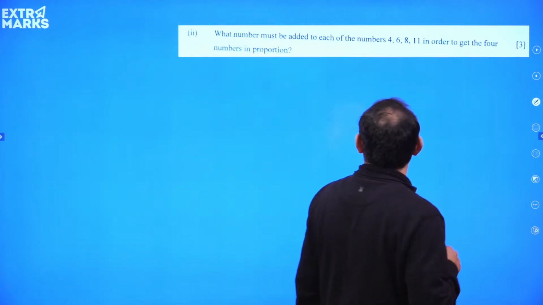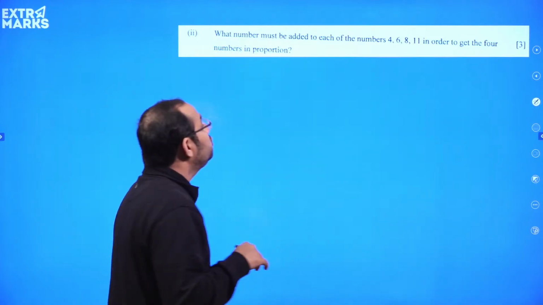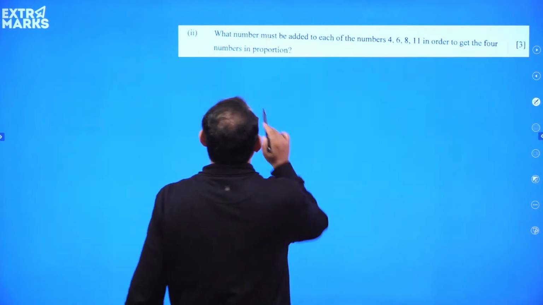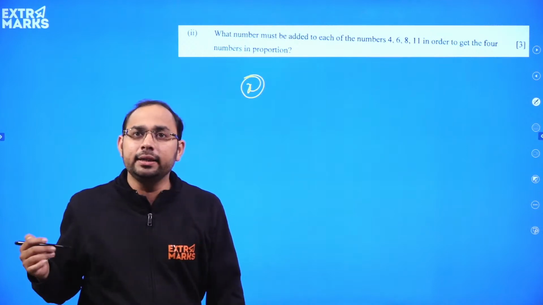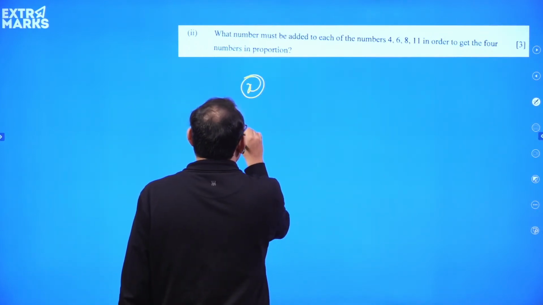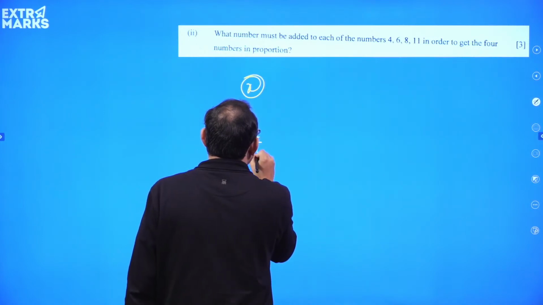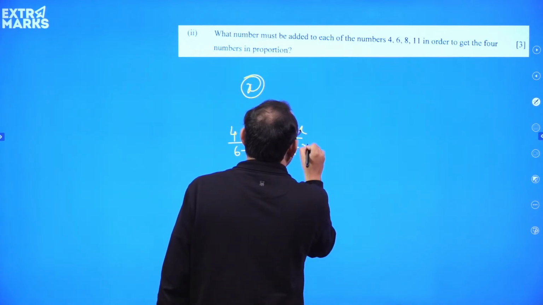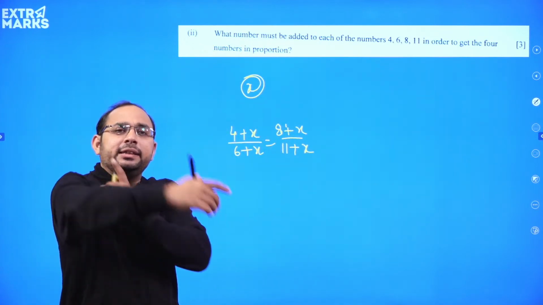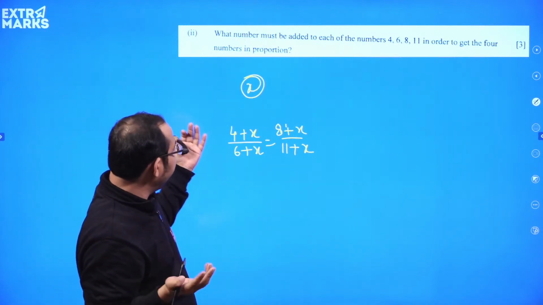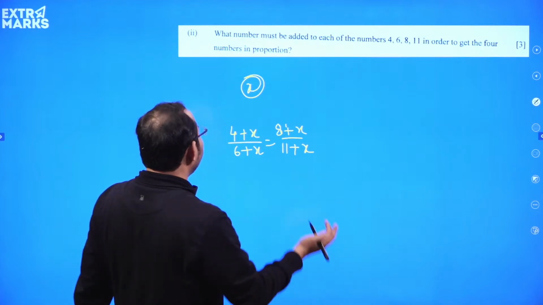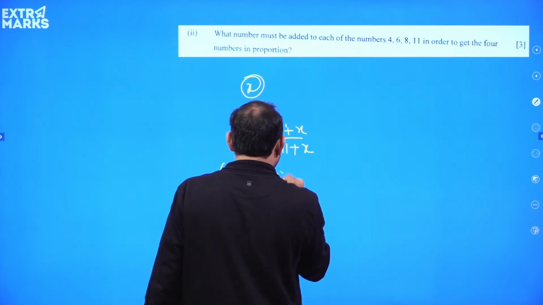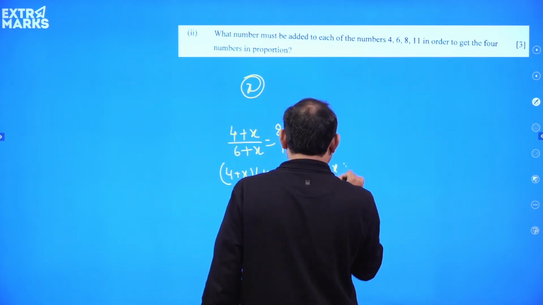What number must be added to each of these numbers to get 4 numbers in proportion? Okay, so let us assume the number added is x. So what happens? 4 plus x divided by 6 plus x becomes equal to 8 plus x divided by 11 plus x. Simple. Do the cross multiplication, make a quadratic equation. I think quadratic equation will not be there. It will be a linear equation. Let's solve it and see what happens. So on multiplication, you will get 4 plus x, 11 plus x, 8 plus x, 6 plus x.